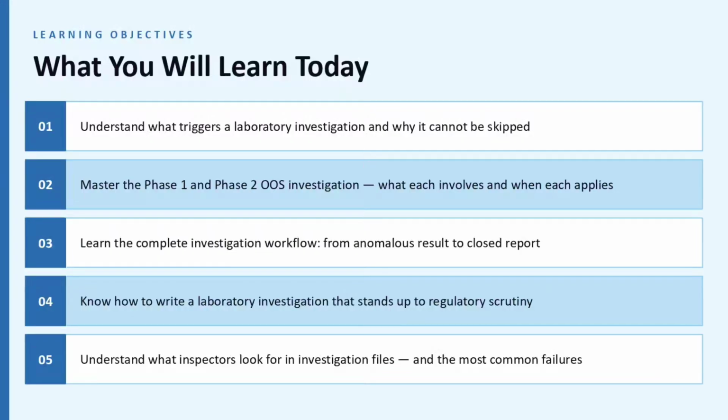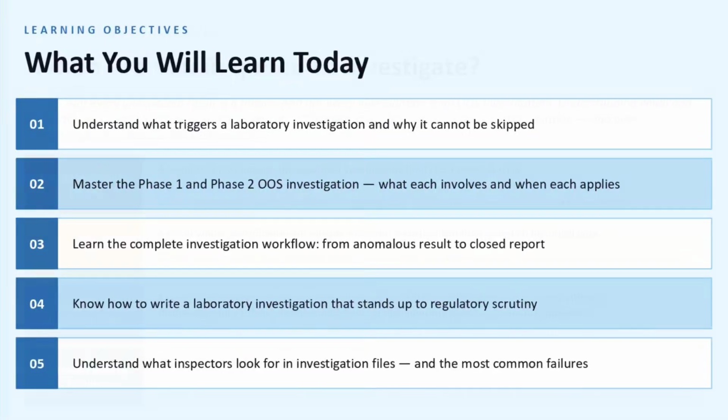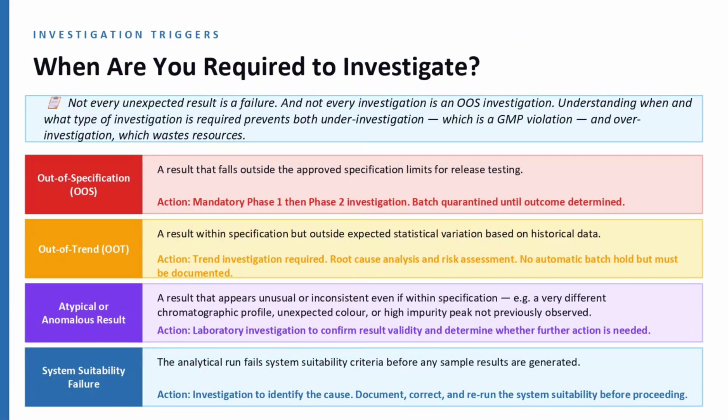Number 4. You will understand the most critical and most misunderstood element of any OOS investigation: when you can and cannot invalidate an OOS result. Number 5. You will know exactly what inspectors look for in investigation files, and what the most common investigation failures are. Not every unexpected result is the same, and not every investigation follows the same path. Let me walk you through the 4 main triggers for a laboratory investigation.